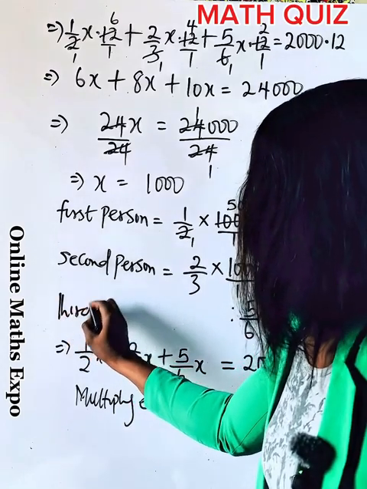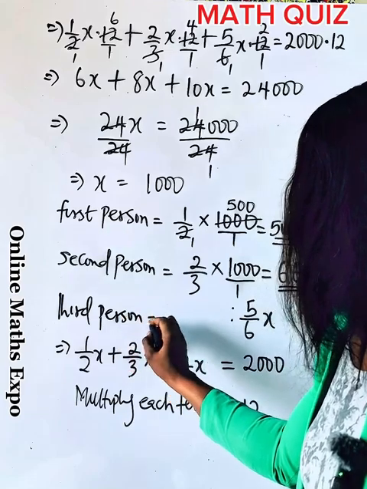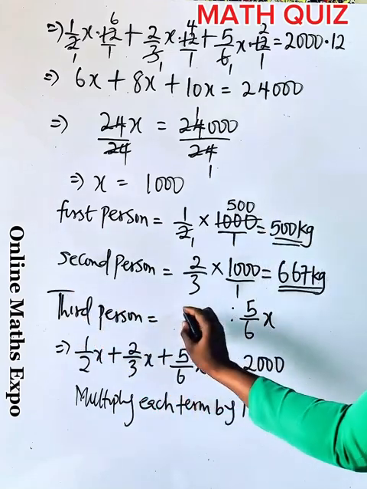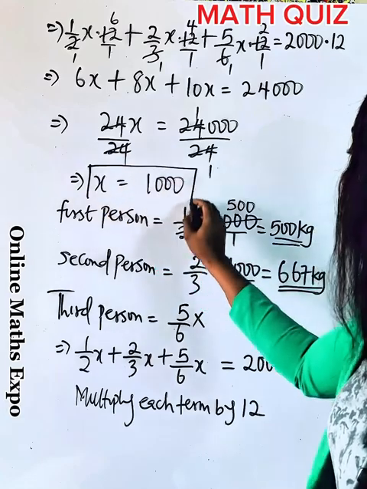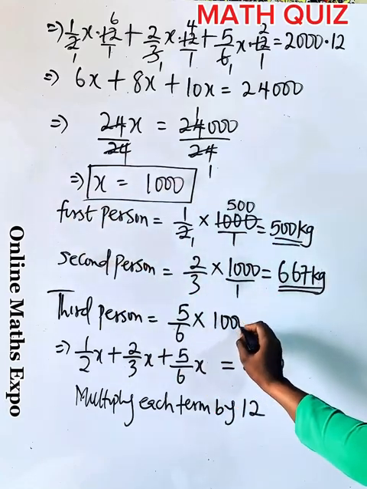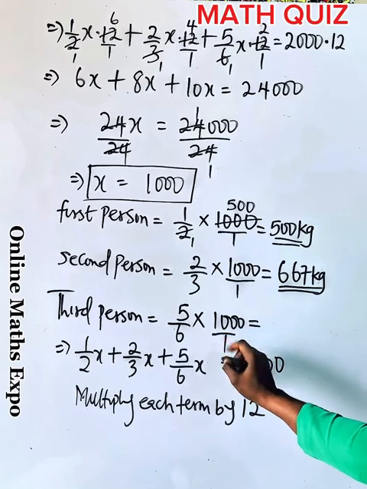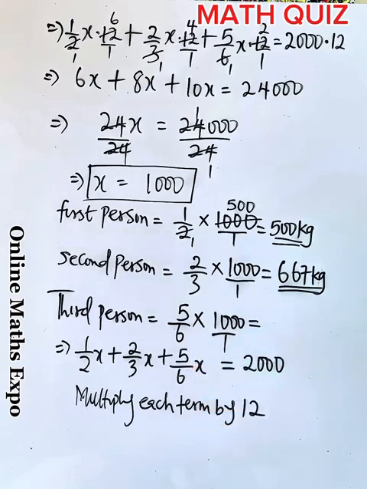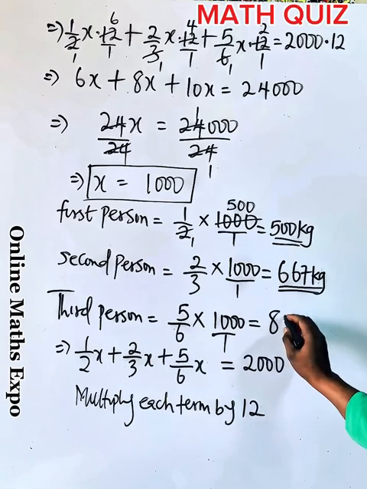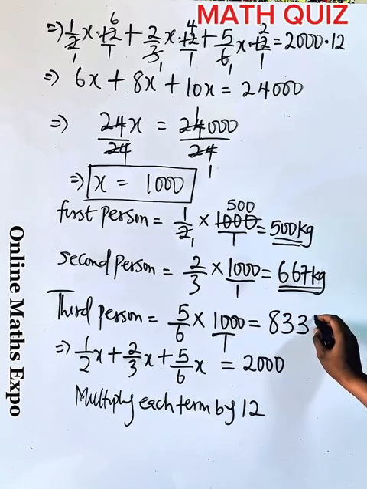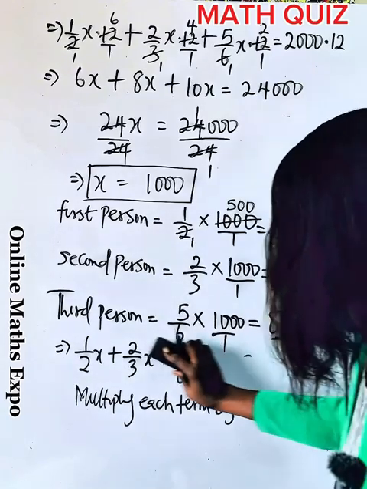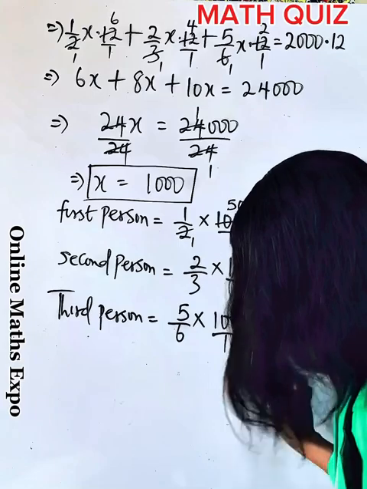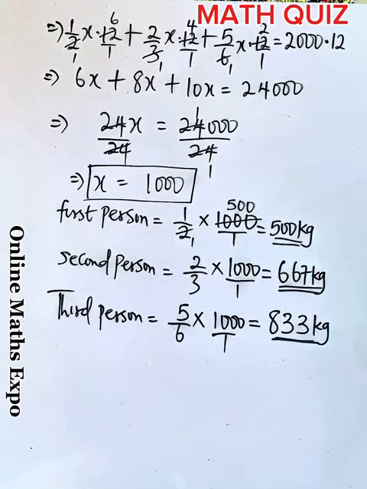For the third person, we are going to have the original value, so 5/6 times our x, which from what we solved is 1,000. So we multiply by 1,000. This will give us 5,000 divided by 6. That gives us 833 approximately to the nearest kilogram. So these are the respective amounts of weight they can receive.